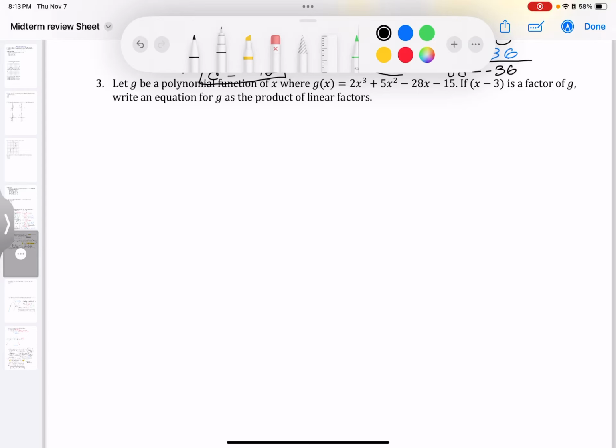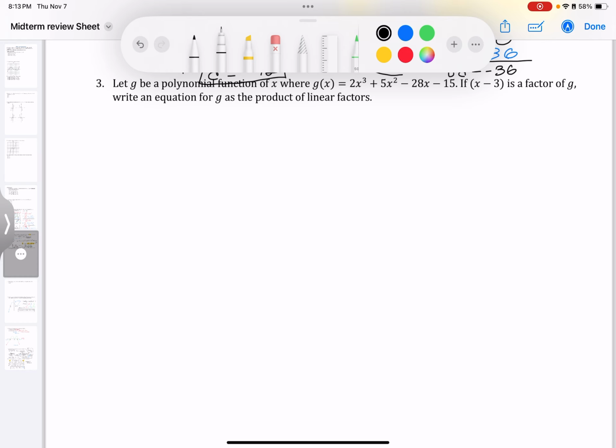Okay, so number 3, it says, let g be a polynomial function of x where g of x equals 2x cubed minus 5x squared minus 28x minus 15. If x minus 3 is a factor of g, write an equation for g as the product of linear factors.